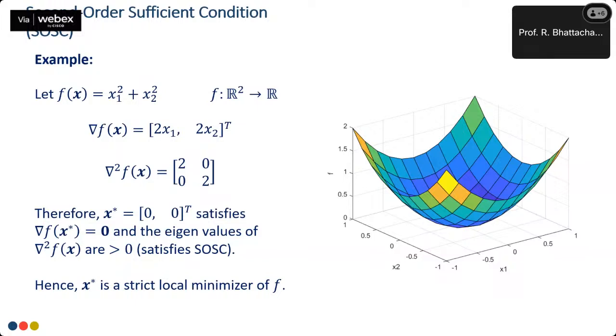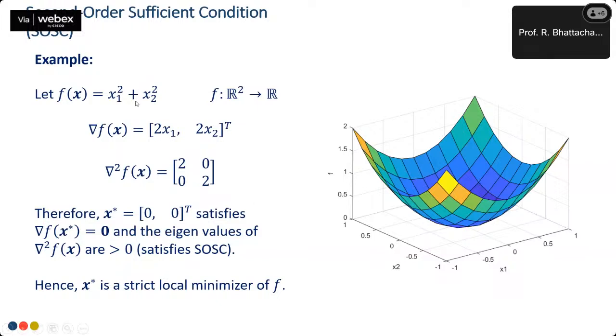Therefore, x star equal to 0, 0 transpose satisfies gradient of f of x is equal to 0, and the eigenvalues of del square f of x are greater than 0. So it is positive definite, and therefore satisfies SOSC. And therefore x star is a strict local minimizer of f.